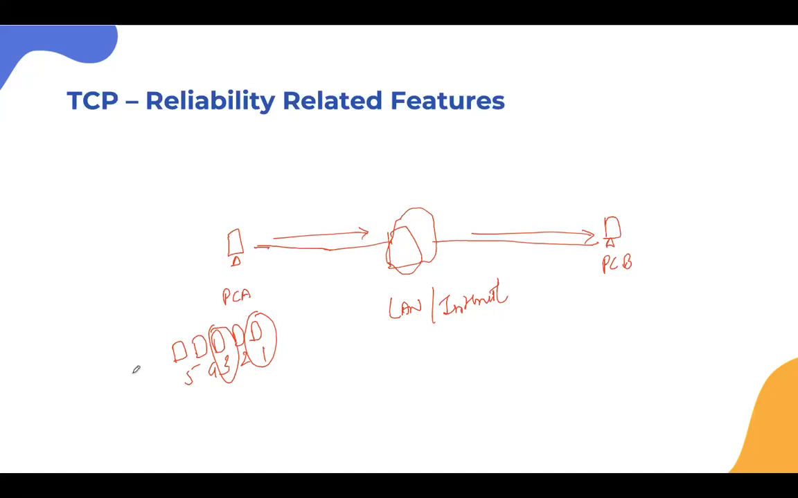So if we don't number these packets, and PCA sends them in the right order, but because of some delay in between, they come in different orders at the destination.